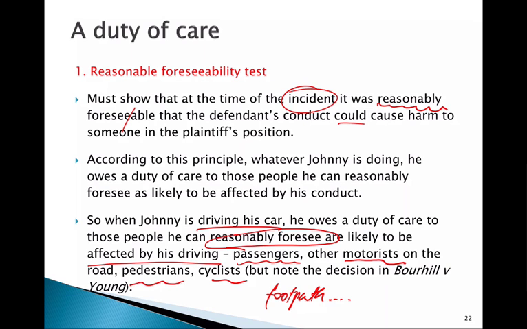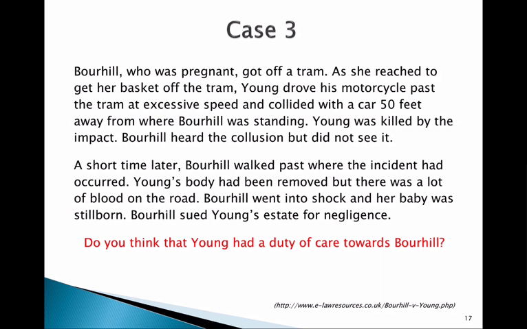The case of Borhill and Young is a great one to help us consider that. In the case of Borhill and Young, we have something that looks very close to this motorist and other road user, but we reach the limits of reasonable foreseeability. In this particular case, we have a tram which has Borhill sitting on it, and she doesn't actually see the incident occur. Young, who is on a motorcycle, roars past the tram and has an accident when he hits a car some 50 feet, about 20 metres, away from the tram. There's a big accident and Young is killed.